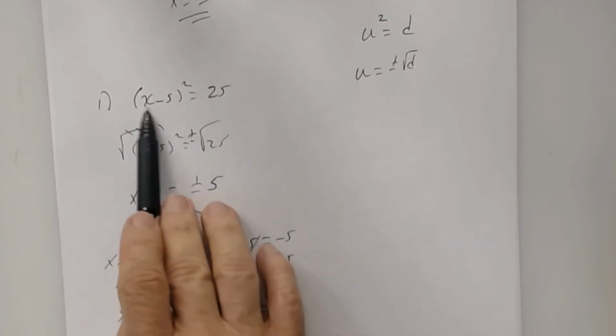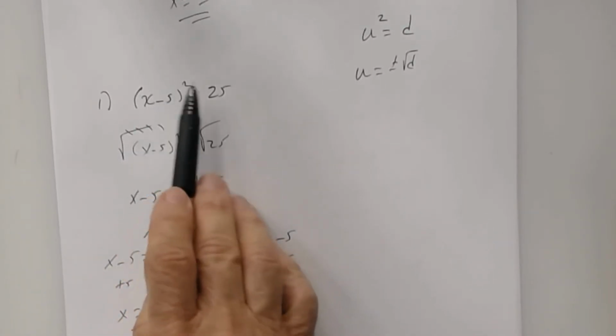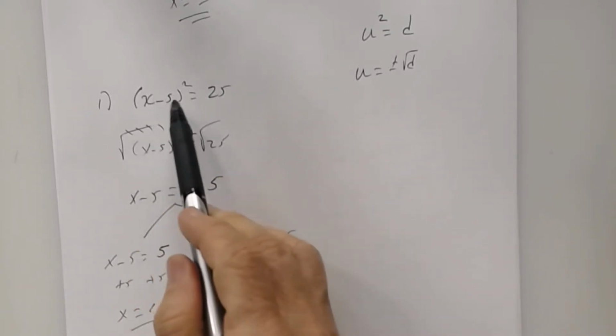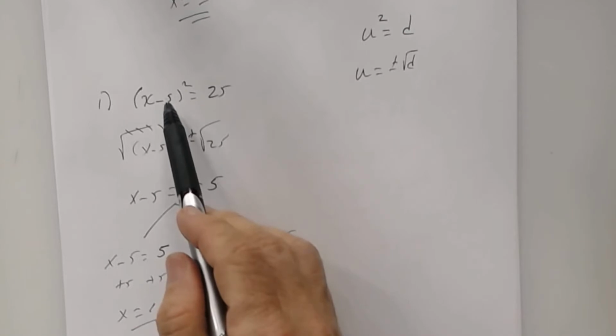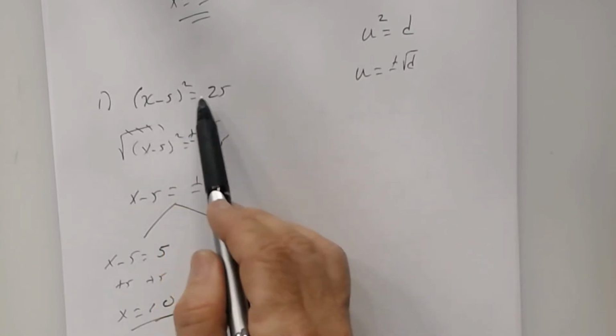And let's just check these two. Let's see why they work. Let's do 10 first. Go back to the original. What's 10 minus 5? And what's 5 squared? 25. Let's try 0. What's 0 minus 5? Negative 5. What's negative 5 times itself? 25. So those are your two solutions.